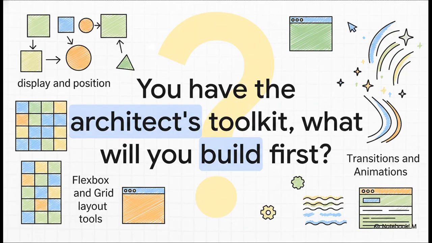So there you have it, from the basic physics of display and position to the powerhouse layout tools of Flexbox and Grid, all the way to adding that final layer of polish with transitions and animations. You now have the core architect's toolkit for building on the modern web. So the only question left is, what are you going to build first?